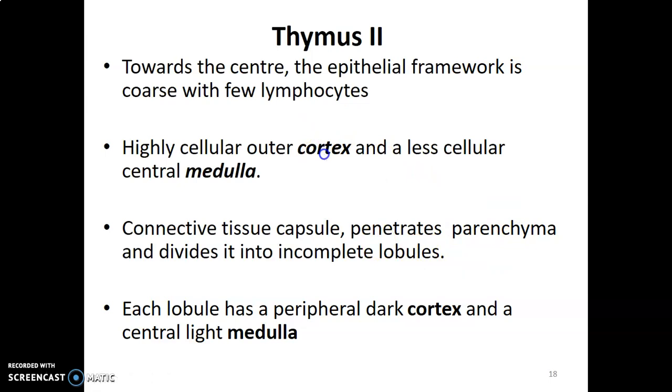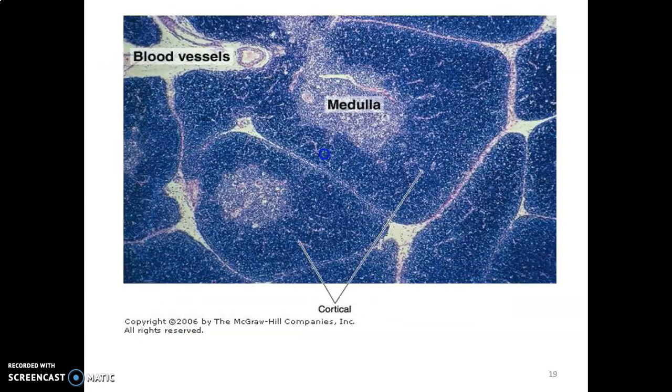less cellular. So each lobule has a peripheral or outer cortex, which is highly cellular and dark, so the nucleus will take in the stain, and then a central or inner medulla, which is light staining and contains fewer cells. So the thymus has an outer capsule that sends in septa to divide the gland into lobules, so you can appreciate the lobules, and these septa carry neurovascular structures with them. Each lobule is made up of an outer or peripheral dark staining, highly cellular cortex, and an inner light staining central medulla.